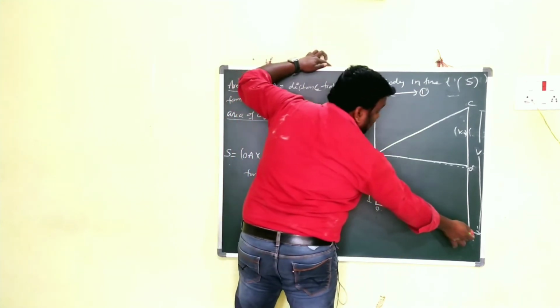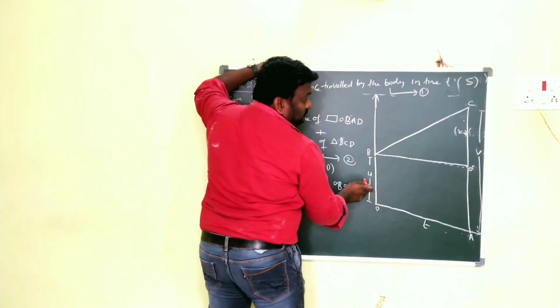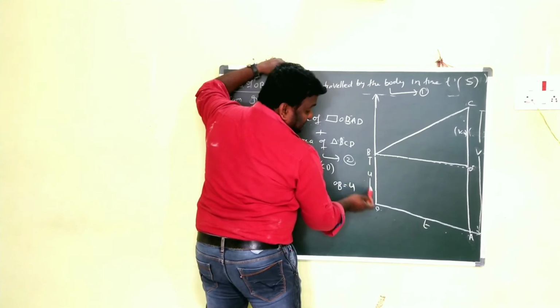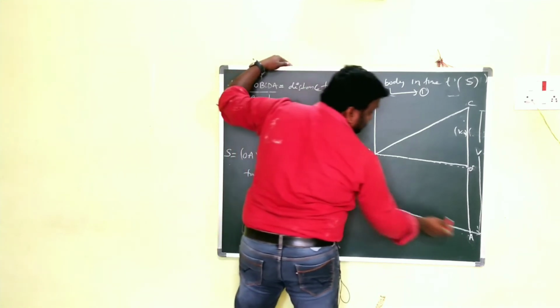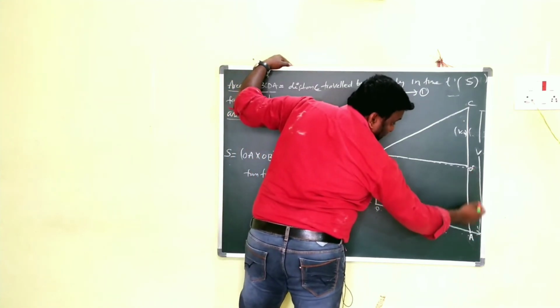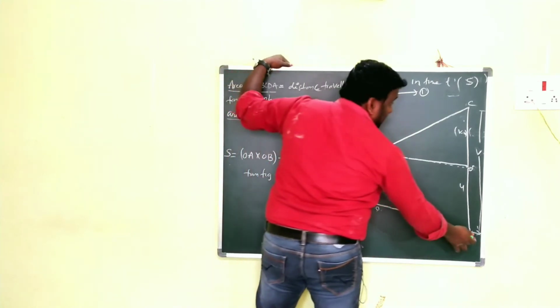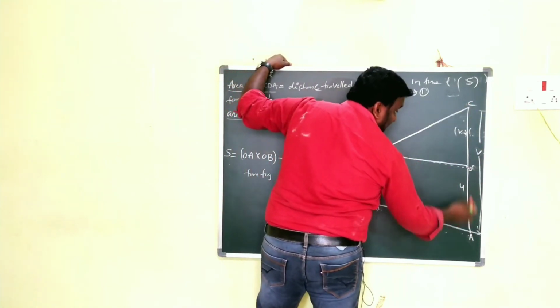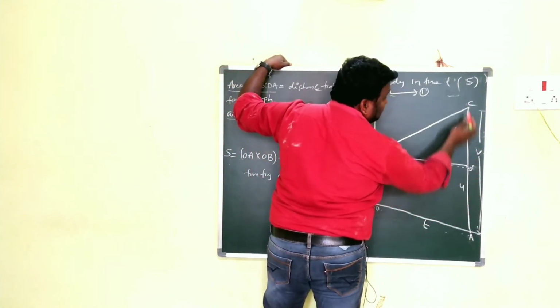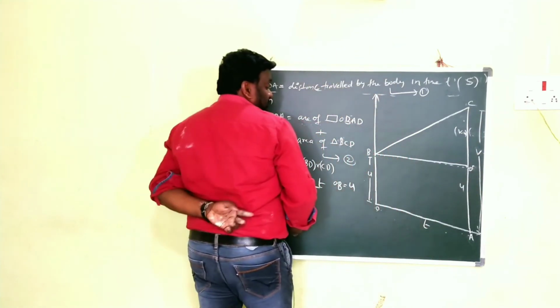Clear? From A to C, that is V, and O to B, that is U. Clear? That means OB is equal to AD. That means here, AD is nothing but U. From A to C, that is V, and A to D, that is U. Then what about CD? V minus U. Clear? Got my point, children?